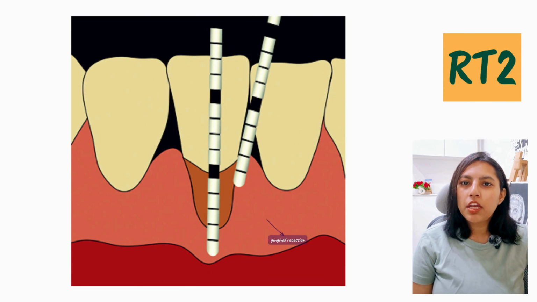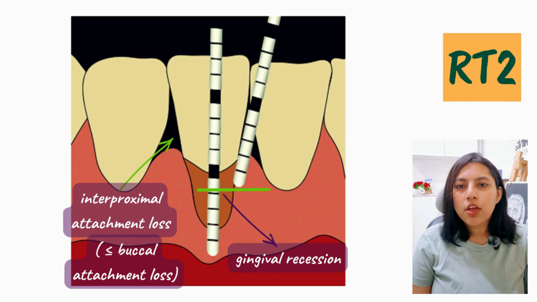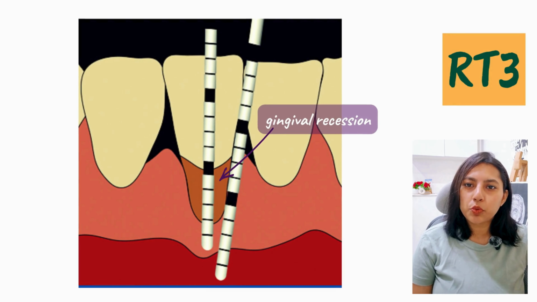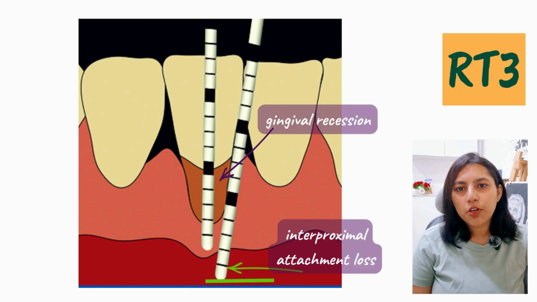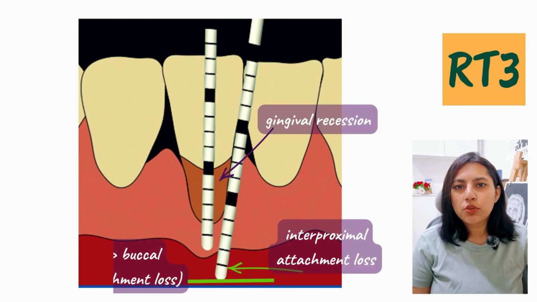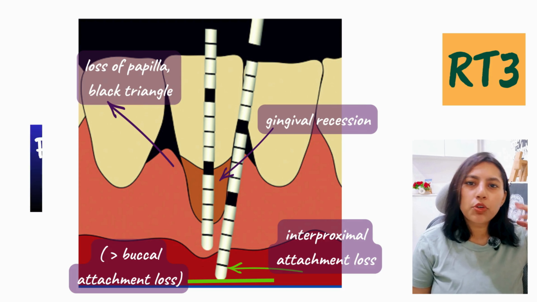RT2 recession shows interproximal attachment loss, but the interproximal attachment loss is less than or equal to the buccal attachment loss. Whereas RT3 recession shows interproximal attachment loss greater than the buccal attachment loss. These cases usually show loss of papillary support, black triangles, and much poorer root coverage predictability.